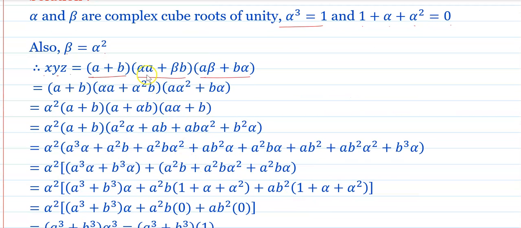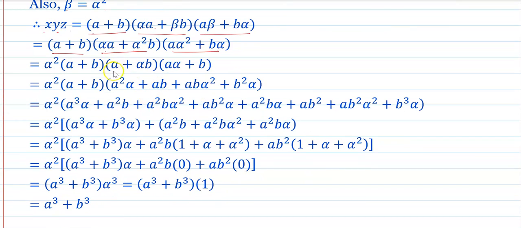Now the next. Keep the first bracket as it is first of all. Next, alpha a, keep it as it is. But what is beta? Beta is alpha square. Therefore beta is replaced by alpha square into b. This is the second bracket. Next, again a into beta. Again beta means what? Alpha square, so a alpha square, and b alpha. Keep this as it is. Okay, b alpha, keep this as it is. This beta is replaced by alpha square.